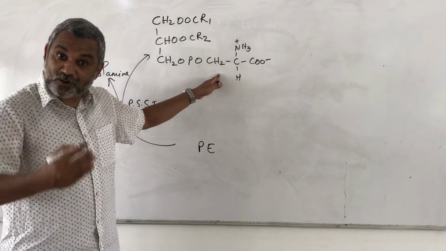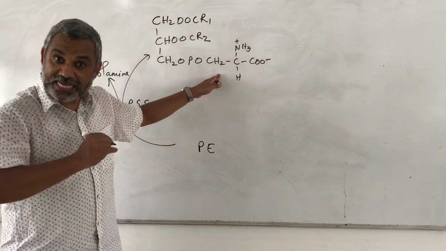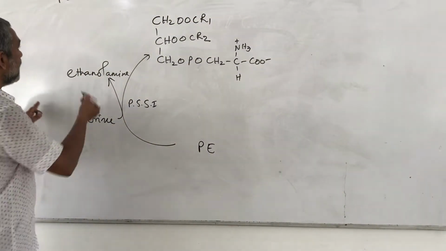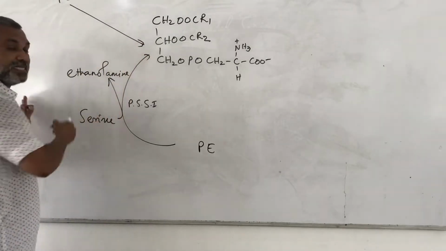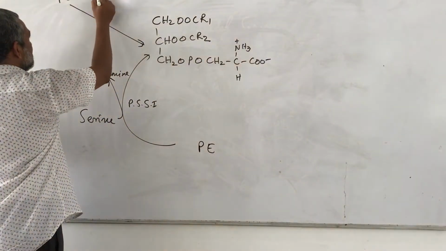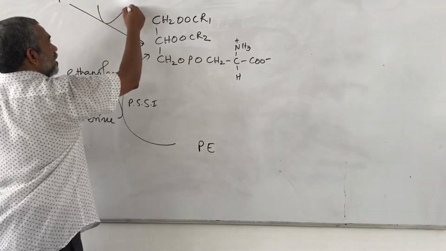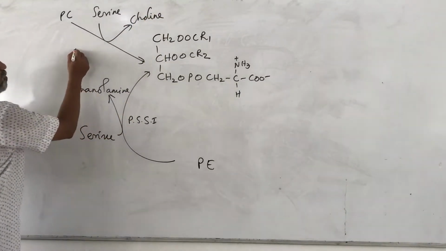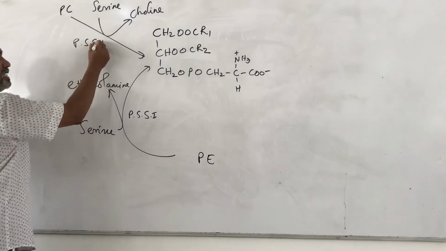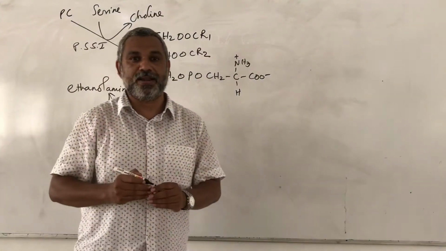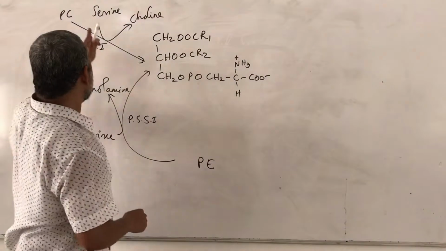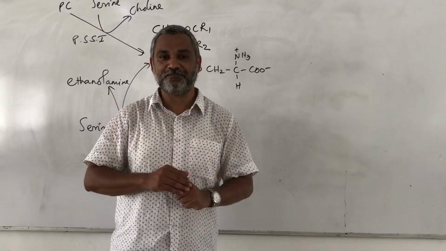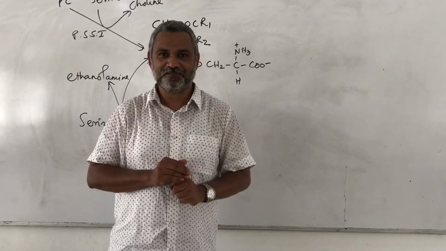Can you make phosphatidylserine from phosphatidylcholine? It is very easy. So what you need to do is phosphatidylcholine can be converted to phosphatidylserine. You add a serine and what will be removed? Choline will be removed. And phosphatidylserine synthase enzyme number 1 will convert phosphatidylcholine to phosphatidylserine. Simple way of making.